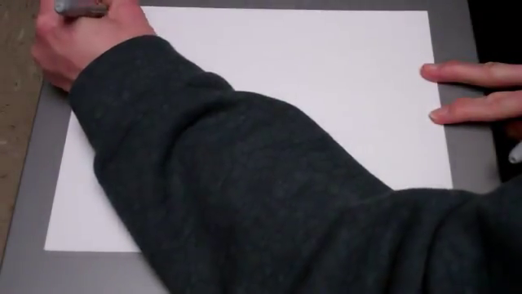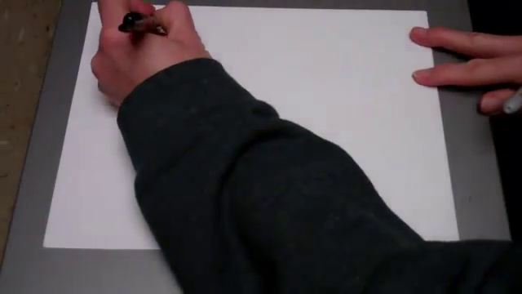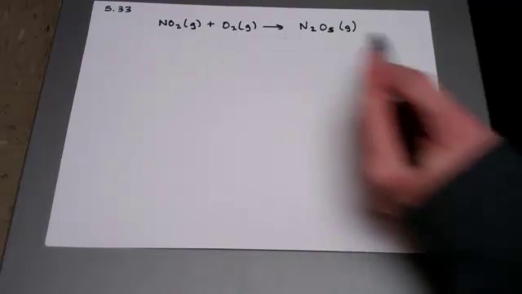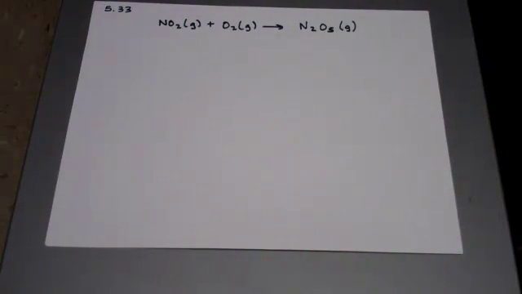Okay, for this section we're going to get some practice balancing equations, and so we're going to work some problems from the back of your textbook. So this one is number 5.33 in the back of your book. This is a multi-part question that asks you to balance 5 different reactions. The first one is NO2 gas plus O2 gas to yield N2O5.